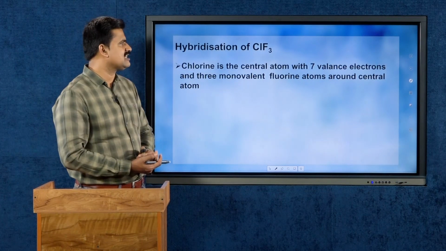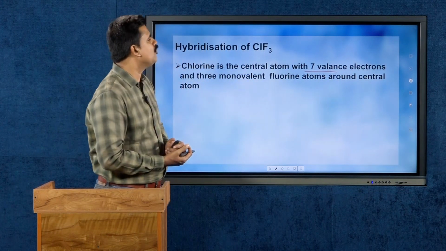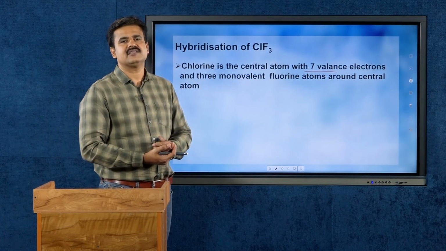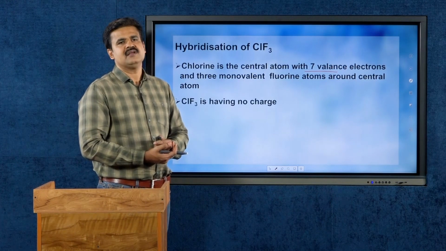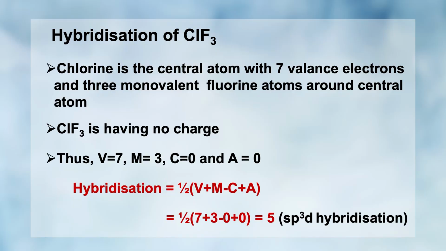Chlorine is the central atom. It is associated with 7 valence electrons and 3 monovalent fluorine atoms around the central atom. ClF3 also has no charge. Thus, we can conclude that the number of valence electrons V is equal to 7, the number of monovalent atoms M is equal to 3, cationic charge is equal to 0 and anionic charge is equal to 0 since this molecule is neutral.